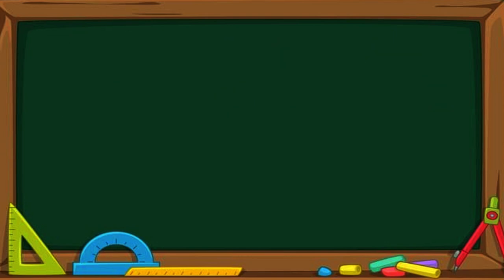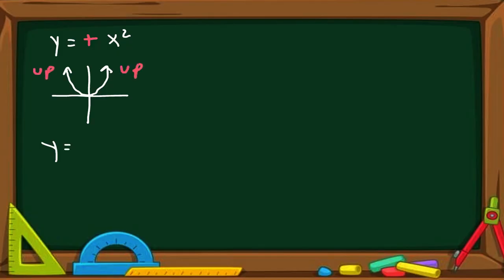So now let's put everything together. Let's start with the even functions. So y equals positive x squared. What you need to know is that the end behavior is up, up. Now the same is true for y equals positive x to the fourth. This graph looks similar. The end behavior is up on the left and up on the right.